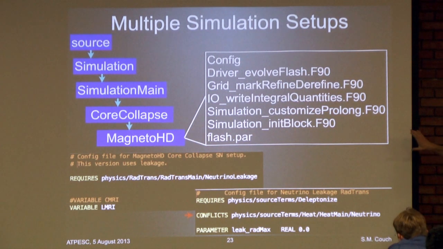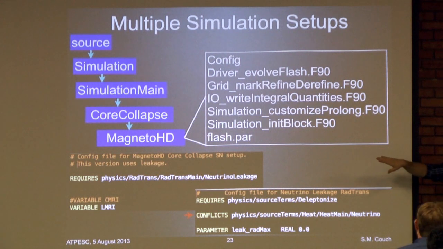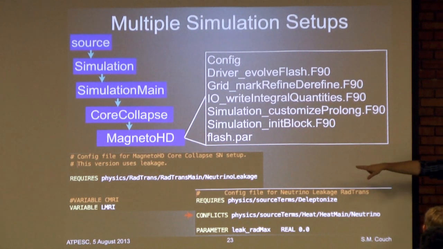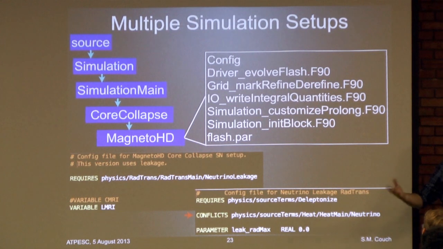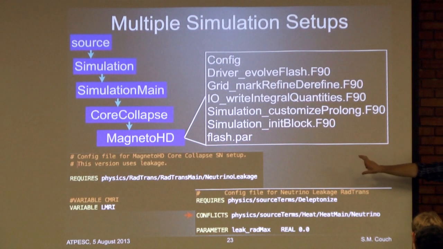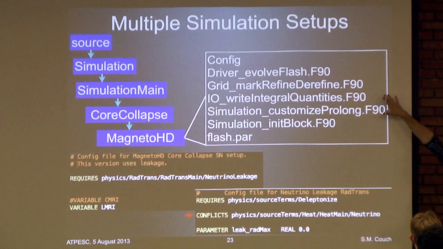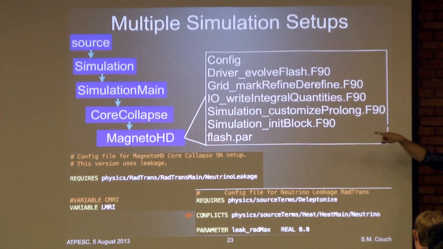But just before I go on to that, within magneto HD, if we list the directory, it's got its config file which specifies how it's different from its parent. You'll notice that I haven't duplicated in the config file, I need hydro, I need EOS. Well, it already knows that because it inherits that from its parent. All I'm saying in this config file is how am I different from my parent simulation? And we have a different grid mark, refine, derefine because for MHD, I refine things a bit differently. This will replace the alternate implementation that's in the parent core collapse directory. And then it has other alternate implementations of all those routines as well.